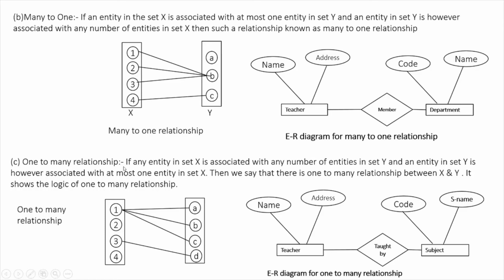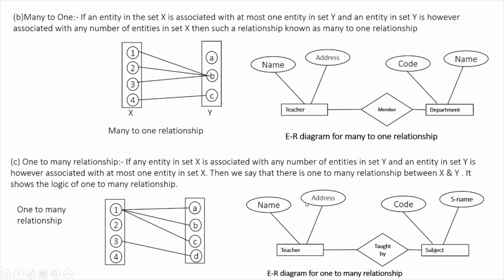One to many relationship. If an entity in set X is associated with any number of entities in set Y, and an entity in set Y is however associated with at most one entity in set X, then we say that there is a one to many relationship between X and Y. It shows the logic of one to many relationship, as you can see in this figure.